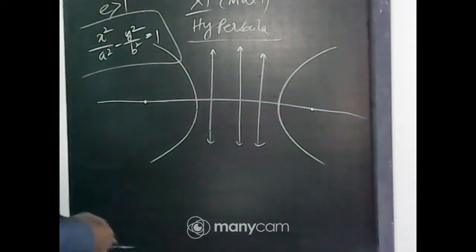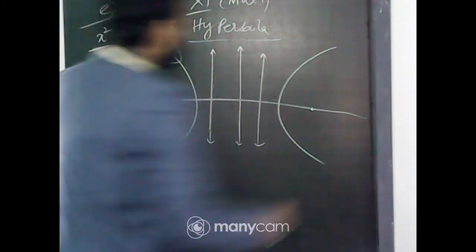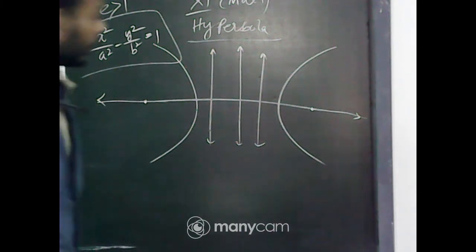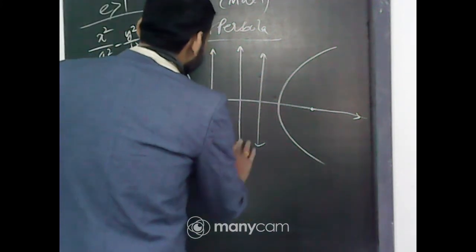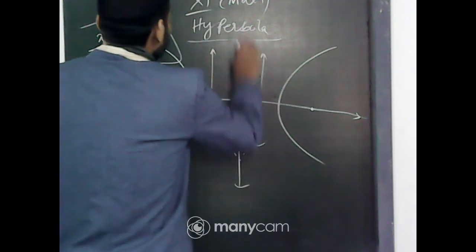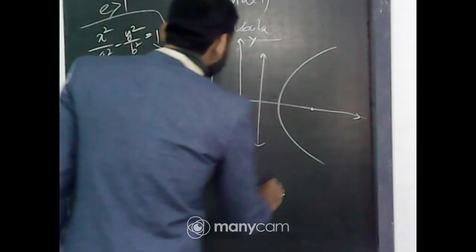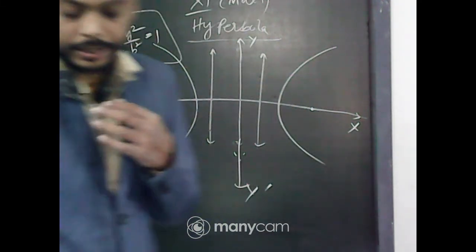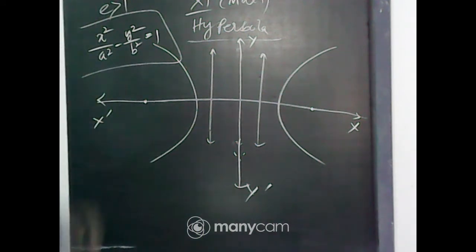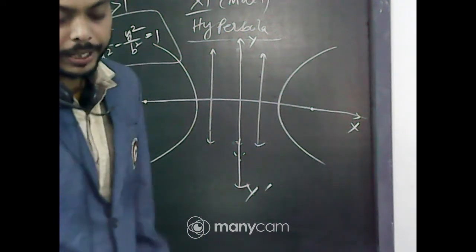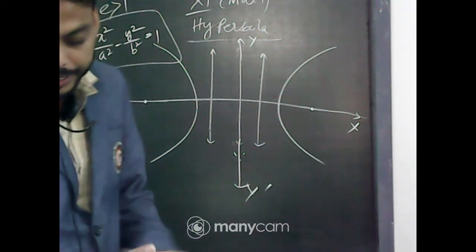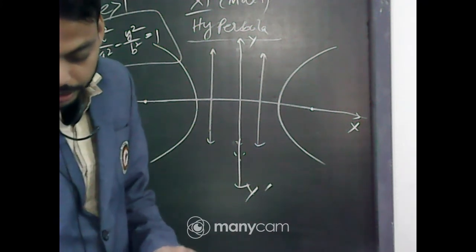So the transverse axis for this one is the x axis, and the conjugate axis is the y axis. For this form of hyperbola, x square by a square minus y square by b square, the x axis is the transverse axis and the conjugate axis is the y axis.